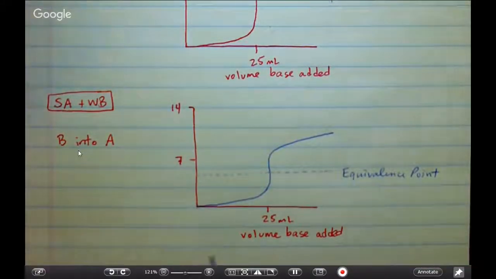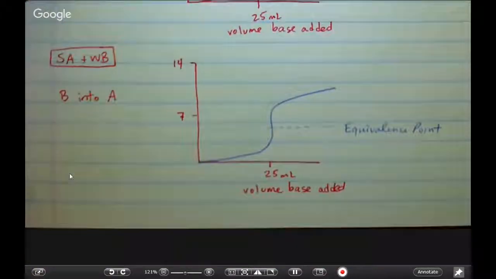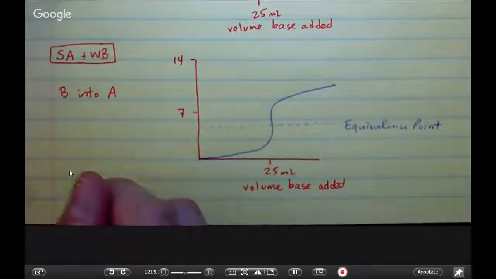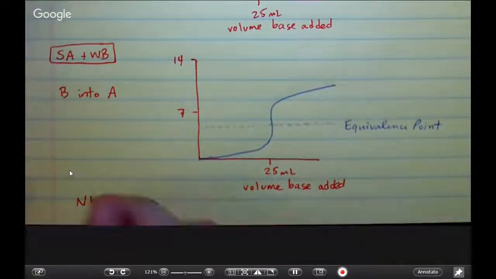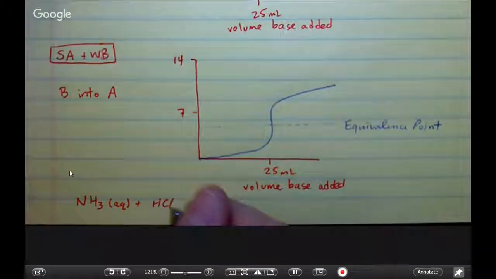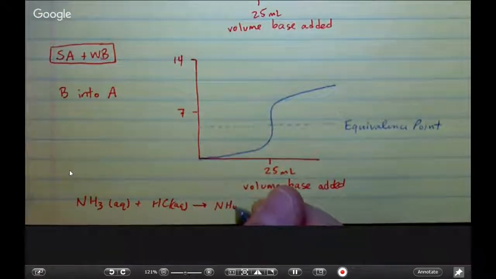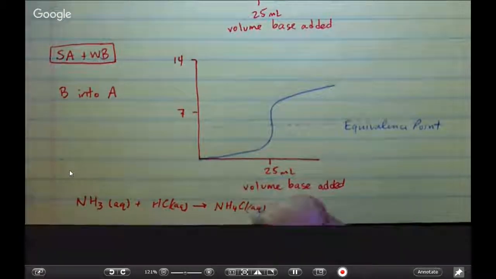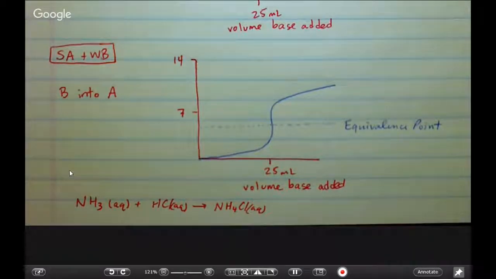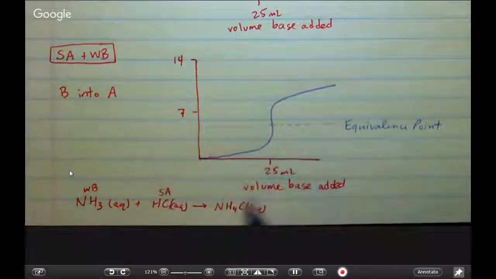Okay, and this example would be where we had ammonia plus hydrochloric acid forming ammonium chloride, which is in water. So weak base, strong acid, we expect the pH at the equivalence point to be less than 7.